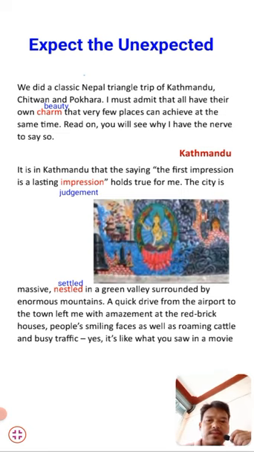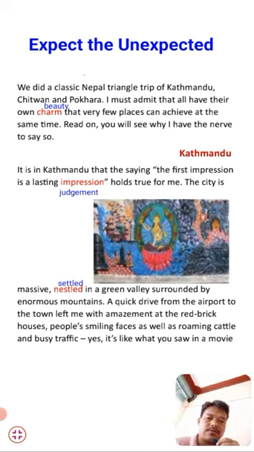The city is massive, nestled in a green valley surrounded by enormous mountains. The city is very big and vast, located in a green environment and surrounded by huge mountains and valley streams. A quick drive from the airport to the town left me amazed at the red brick houses, people's smiling faces, as well as roaming cattle and busy traffic. Yes, it's like what you saw in the movie.